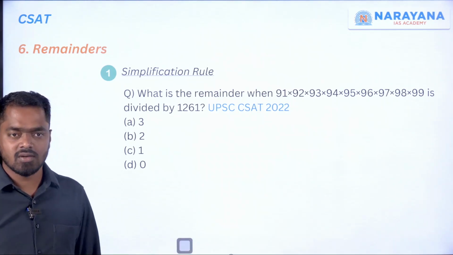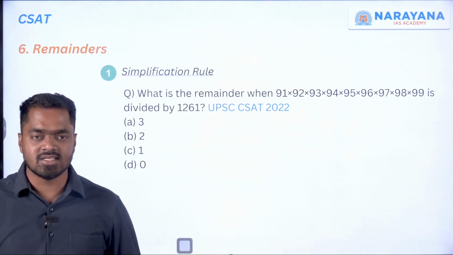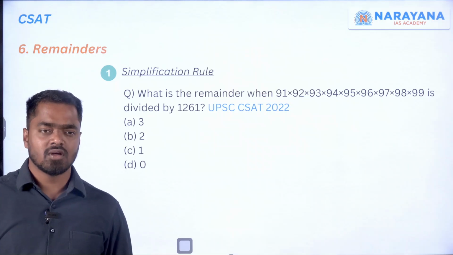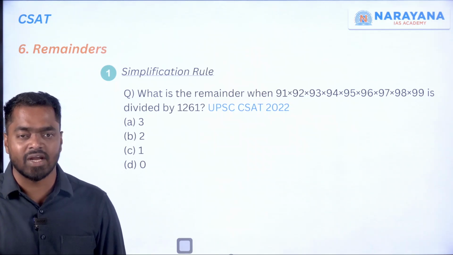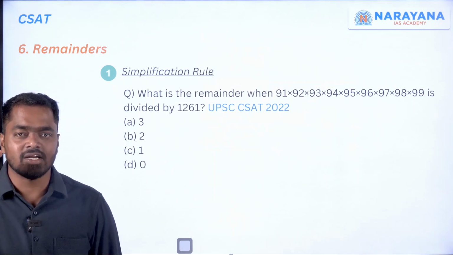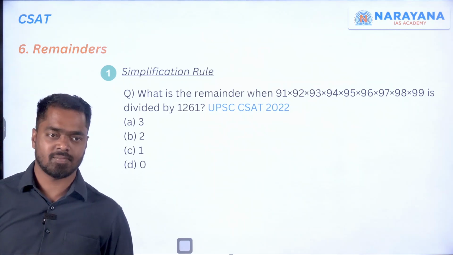Solve the next one. So this was also asked in CSAT 2022 paper. What is the remainder when 91 into 92, 93, 94 up to 99 is divided by 1261?